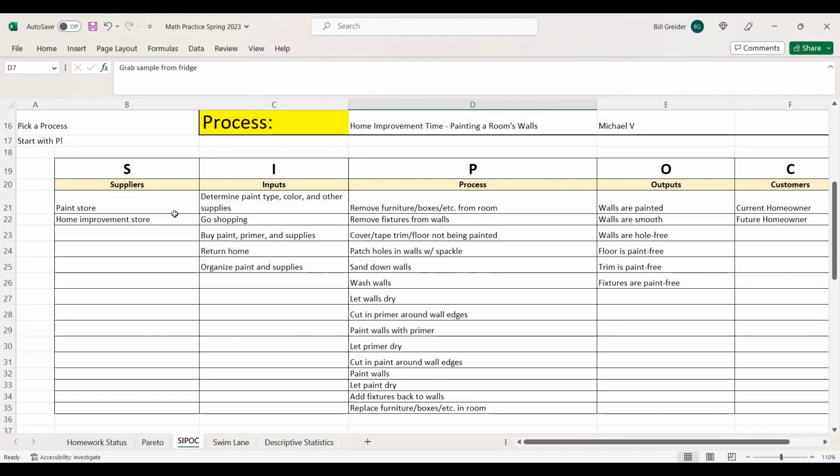Again, like most of the tools that we're going to talk about, they're best done in 3 to 5 person teams, because it helps you really see things that we usually just graze over. And here, I love the outputs on this one too. Walls are painted, they're hole free, the floor's paint free, Michael is paint free, the whole 9 yards.